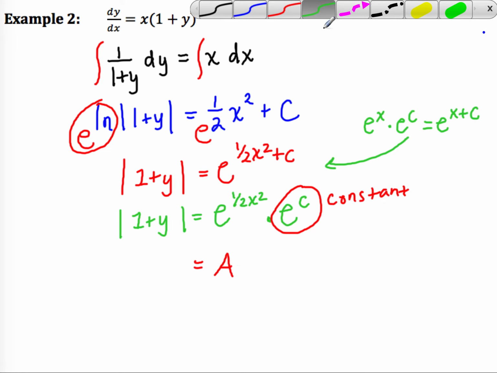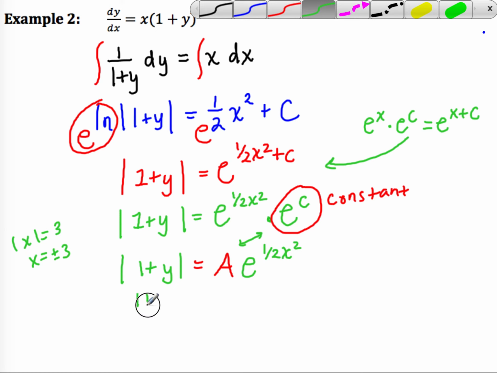These two are the same thing. I'll maybe draw in a little arrow there. So we're going to say that e to the c is represented now by my constant a, and then I have e to the 1/2 x squared. So now I have these two expressions which are equivalent, and the absolute value of 1 plus y. Well, to get rid of this absolute value, we know the absolute value of x, if we had it equal to 3, would just give us plus or minus 3. We can do the same thing here.